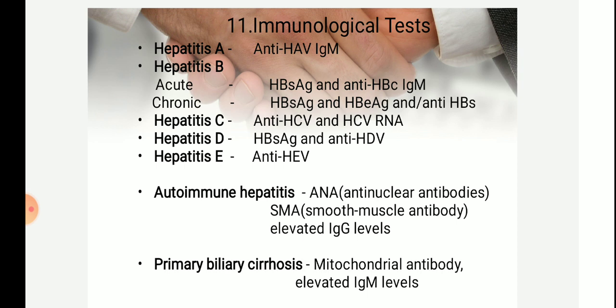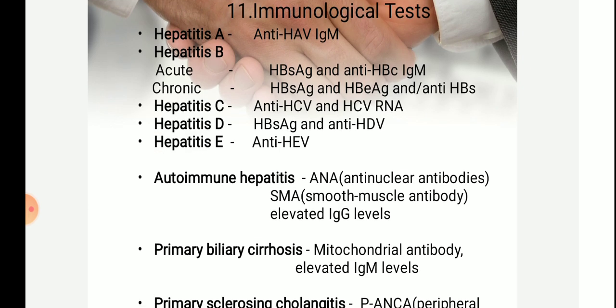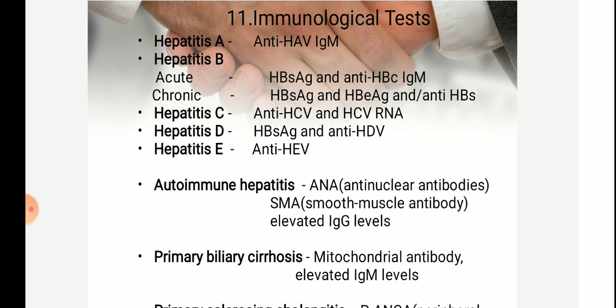Immunological tests, so important one. This is also a part of the liver function test that you should be aware of. The hepatitis A anti-HAV IgM tests. So the antibody tests are being done against these viral bodies. The hepatitis B, the dangerous one, the acute and chronic one: HBsAg and anti-HBc IgM.